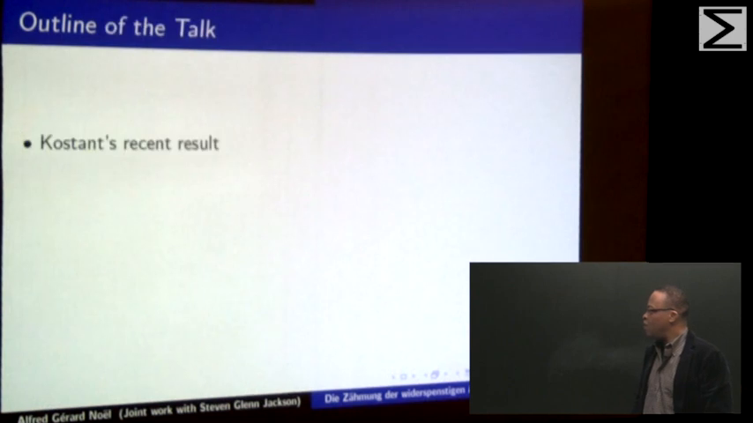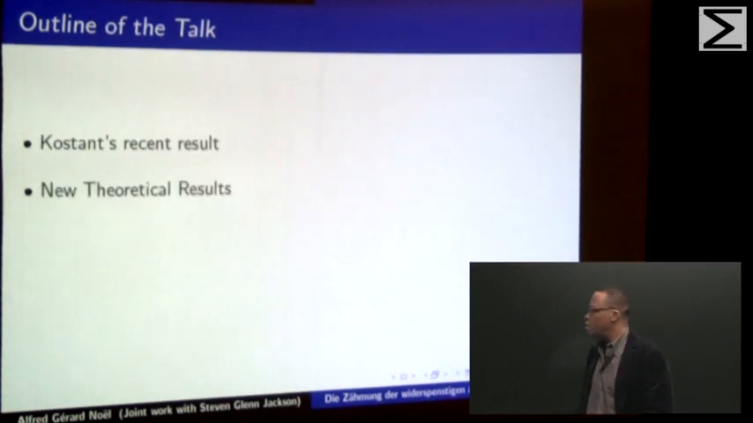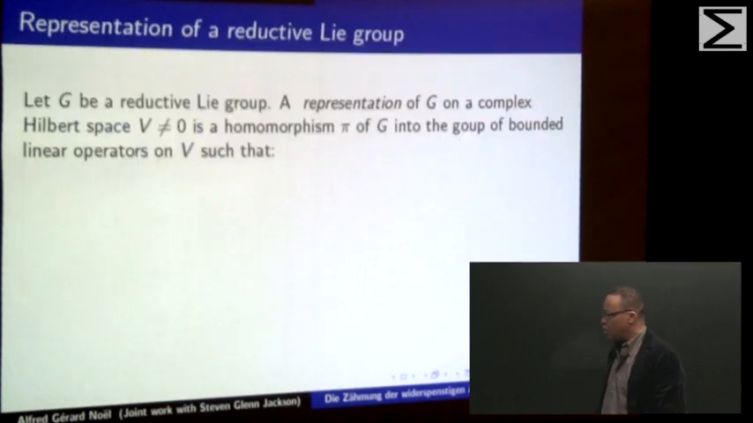The outline of the talk is that I'll mention Kostant's recent result, and then I'll talk about some new theoretical result, well, it depends on how you think of it, and I'll talk about the algorithms. There'll be several algorithms, and then I'll give some examples. Those examples actually turn out to be significant because they were not able to be computed before. So I'll start with some preliminaries.